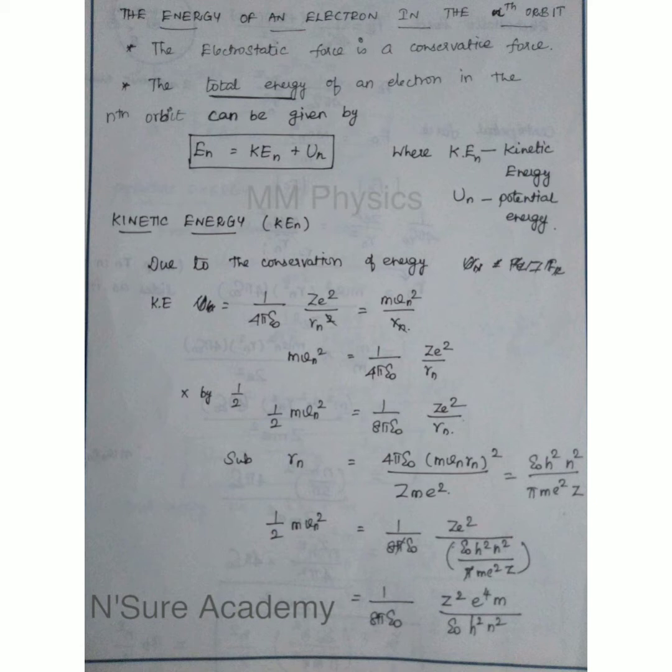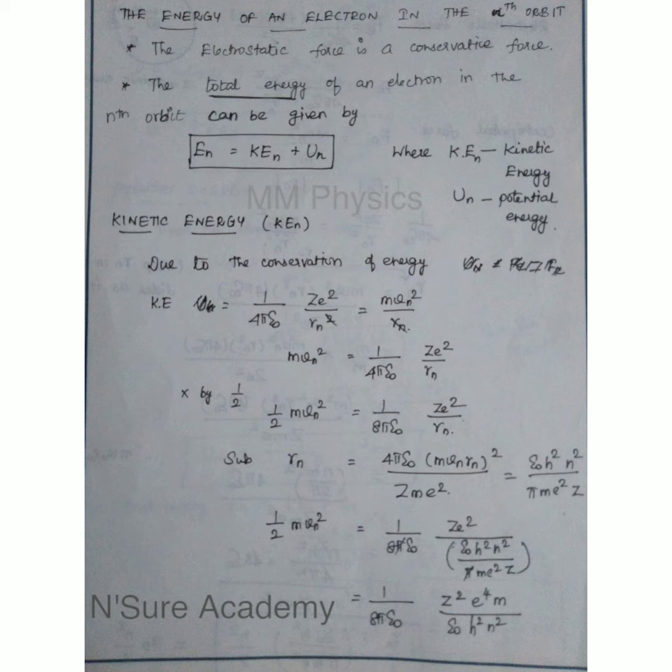The electrostatic force, whatever the energy level you are considering, that should be conservative. And first we'll find out the kinetic energy. The centripetal force is equivalent to the electrostatic force, which can be expressed as 1 by 4 pi epsilon naught into Z e square divided by rn square is equivalent to m vn square divided by rn. Cancel rn on both sides. You will get m vn square is equivalent to 1 by 4 pi epsilon naught into Z e square divided by rn.